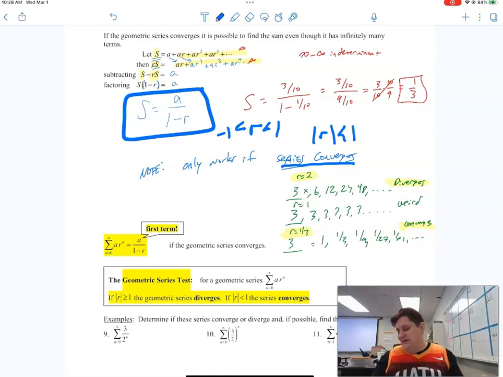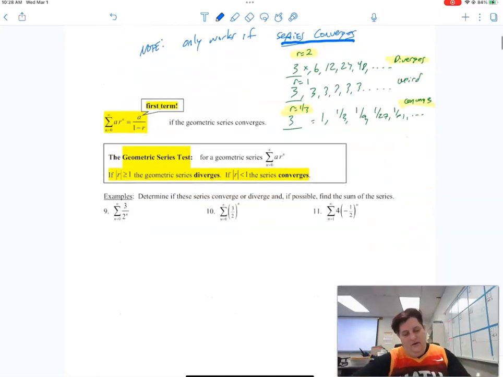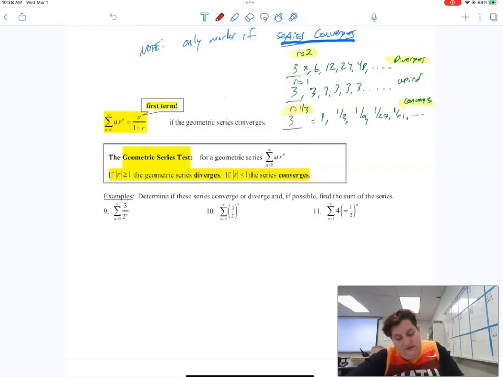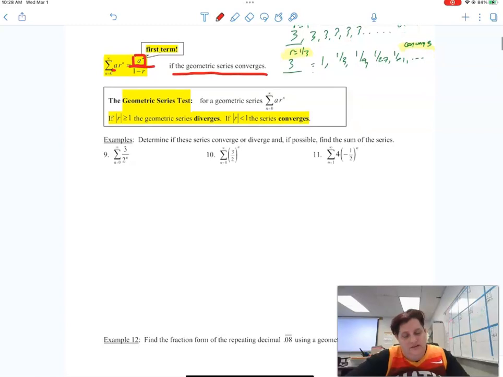Okay, so that's just a little bit of sequences and series front loading. So far we haven't done any calculus yet. All right, so we want to see if this converges or diverges. If n is 0, because r to the 0 is 1, the first term is a, and then it will sum to a over 1 minus r, only if it converges. All right, so let's determine if these converge or diverge, and if possible, find the sum.